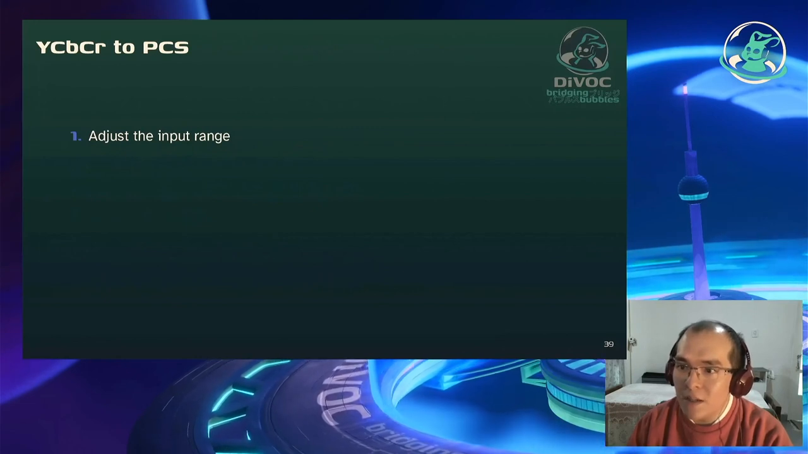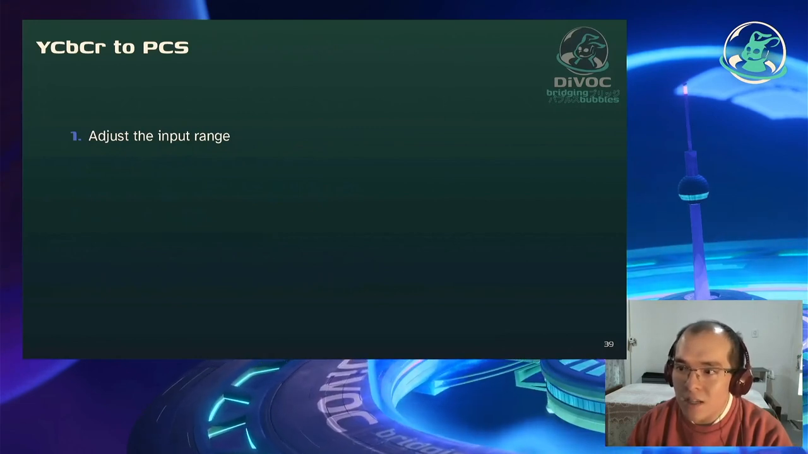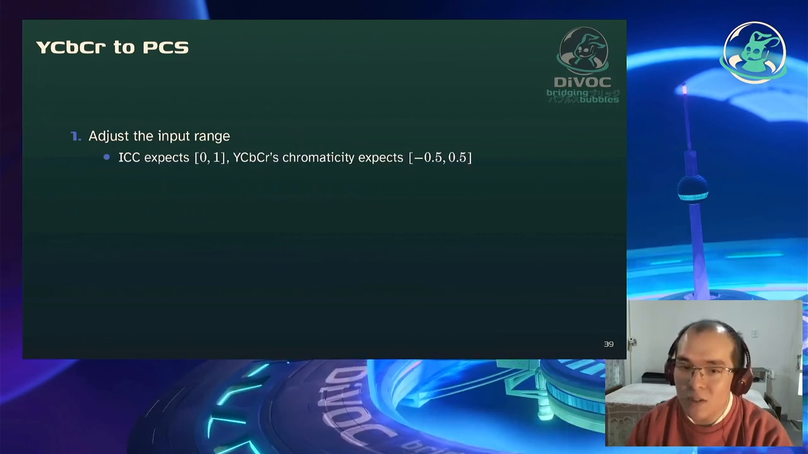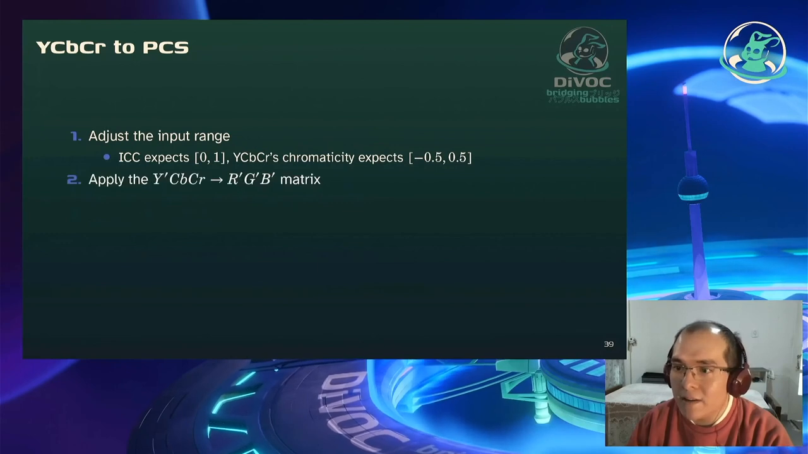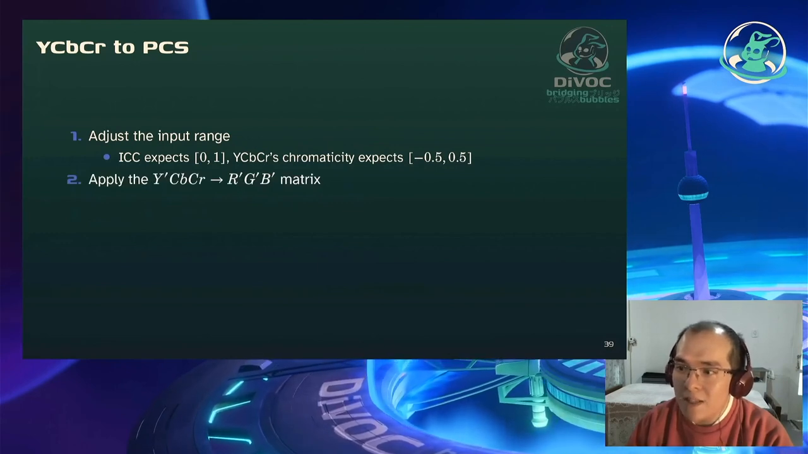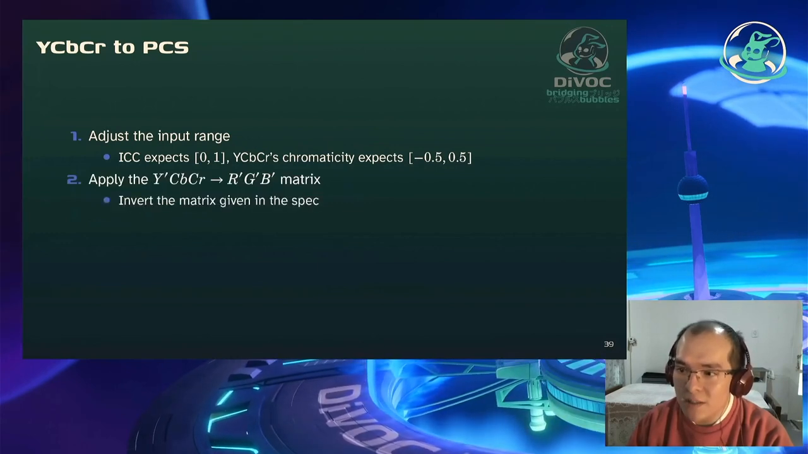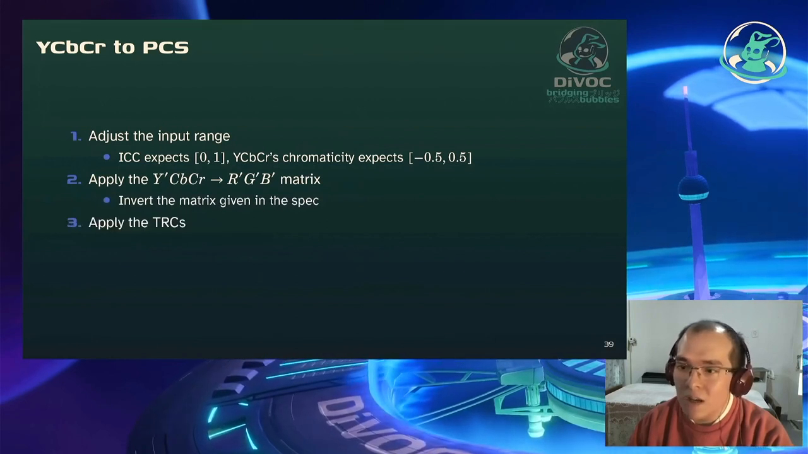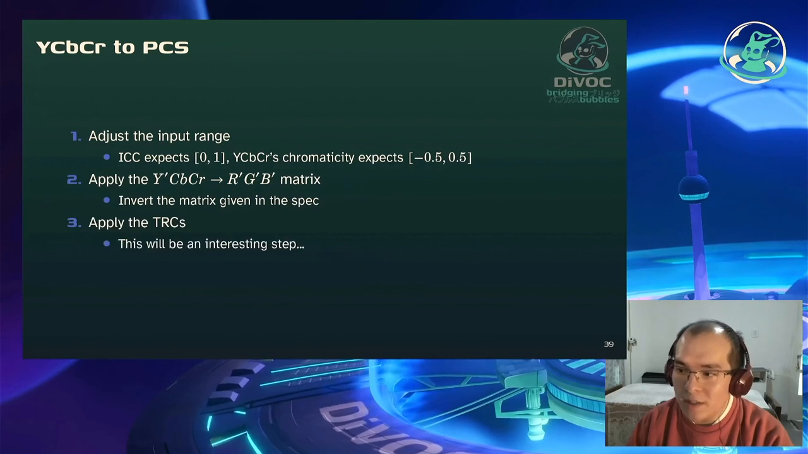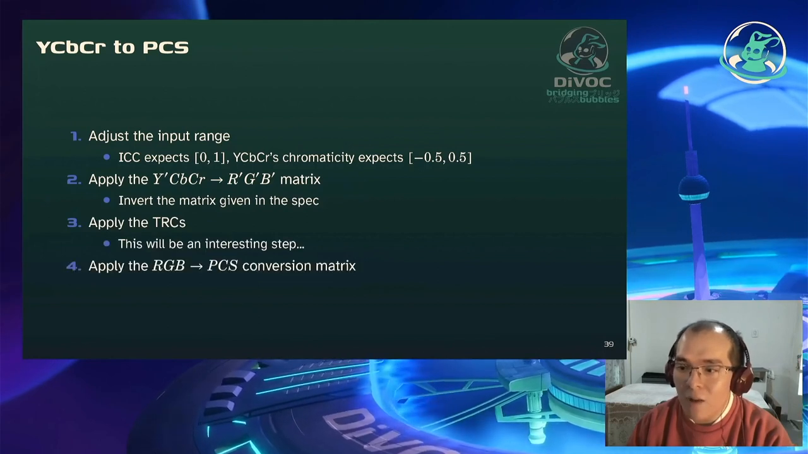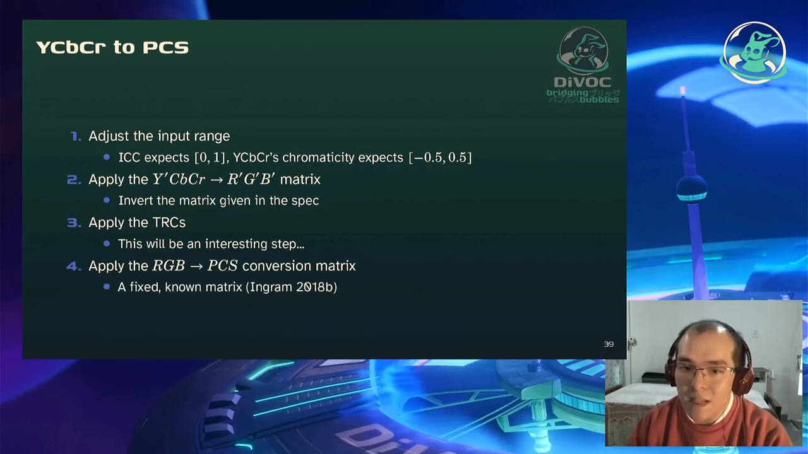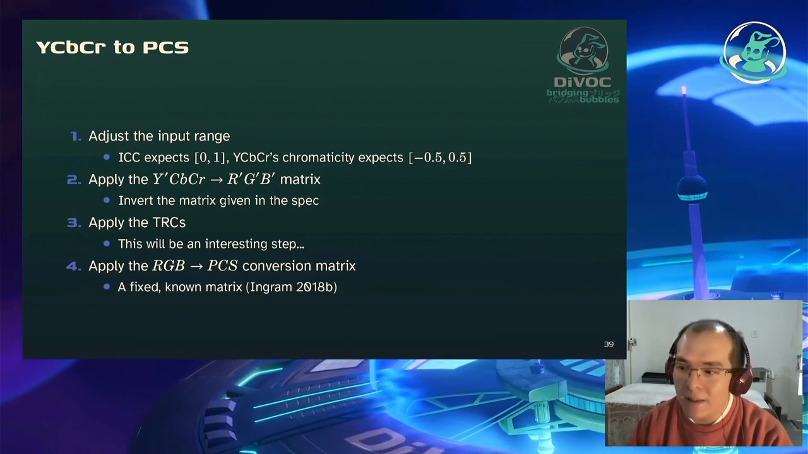To go from ICBCR to PCS, we need to adjust the input range because of the 0 to 1 versus the -0.5 to 0.5 discrepancy that we saw earlier. We need to apply the ICBCR to RGB matrix. In this case, we invert the one that is given in the specification. We apply the tone response curves. And finally, we apply the RGB to PCS conversion matrix. This is a fixed known matrix that you can source online.